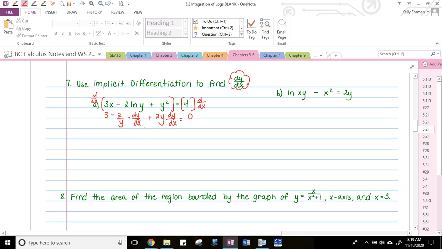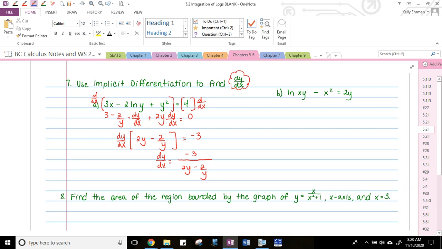Next step is to get your dy/dx's on the same side and your non-dy/dx's on the other side. So I can factor dy/dx from this side; I'm going to say that's 2y minus 2 over y. And then it would equal, I would subtract 3 to this side. So dy/dx, now we can clean this up quite a bit, but for now it's negative 3 divided by 2y minus 2 over y.